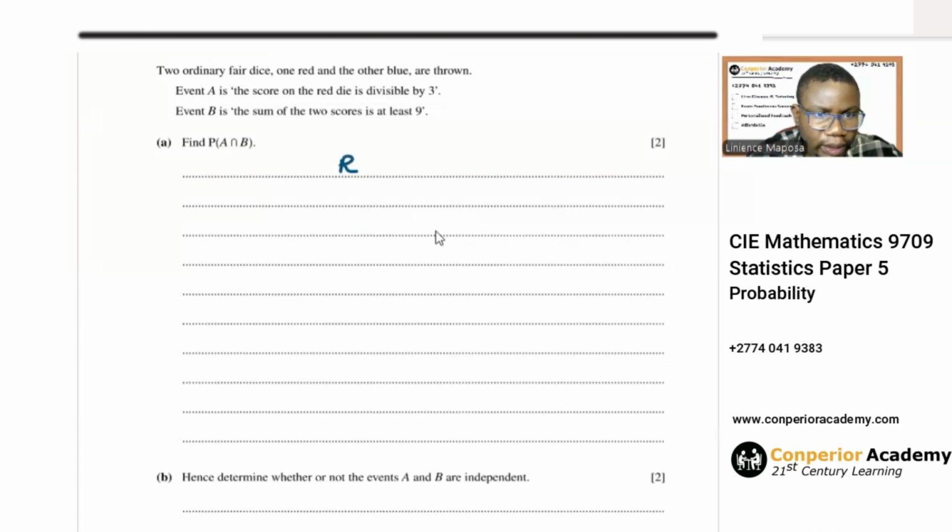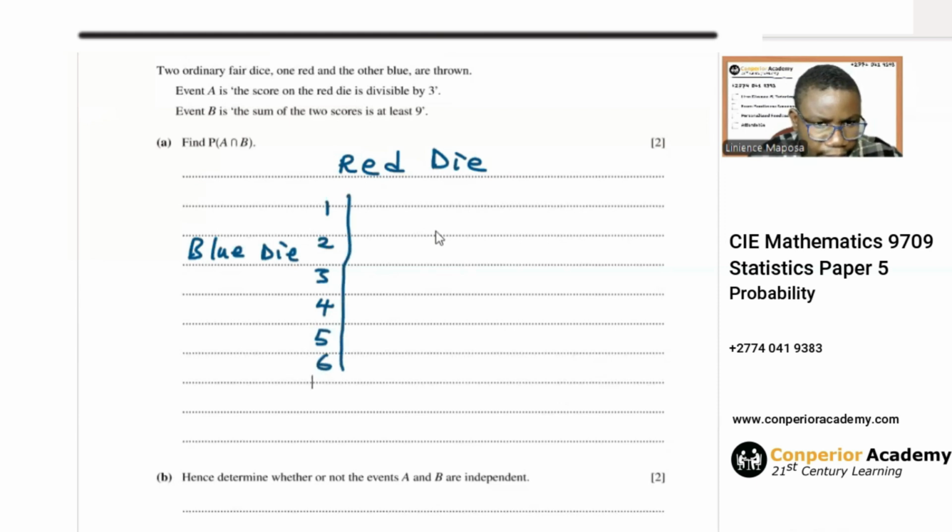So I can say rolling the red die and the blue die. I have possible outcomes of 1, 2, 3, 4, 5, and 6. And these are the same possible outcomes when you roll the red die: 1, 2, 3, 4, 5, and 6. So B requires that we get the sum of the two scores, so I'm going to write a plus here, for sum of the scores.